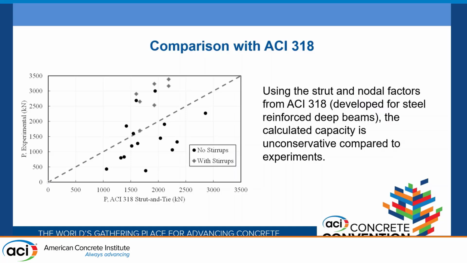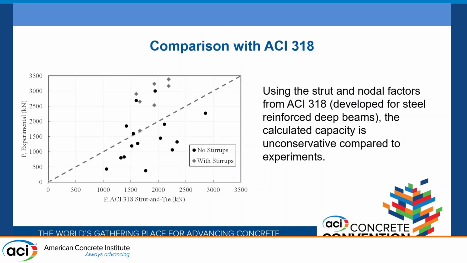So for any point below this diagonal line of unity, that represents an unconservative prediction, which is the case for most of these when they did not have stirrups. And I should note that for this case, the ones with stirrups, the stirrups were just neglected in their prediction.